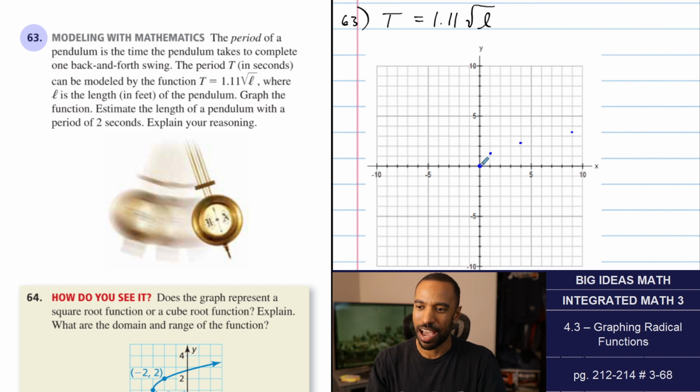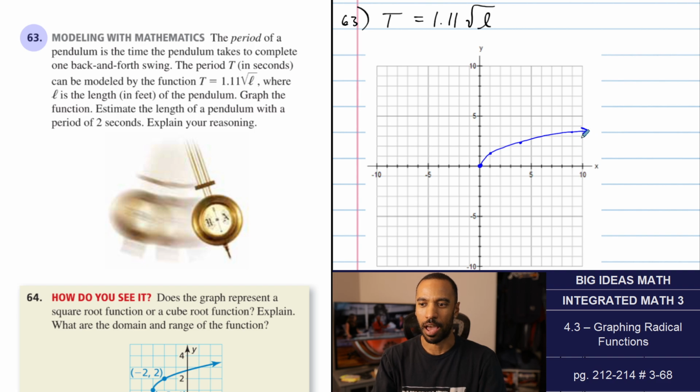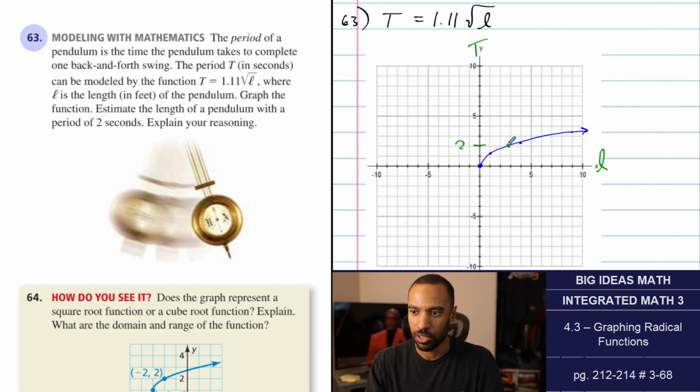All right, now here's the thing. They said estimate, and there's the graph. I'm using my hand-drawn one. It's a pretty good thing. Estimate the length of a pendulum with a period of 2 seconds. So the period is T. Remember, this is T and this is L. So here's a period of 2 seconds. They said estimate the length. I'm going to estimate the length to be close to about, I don't know, let's say 2.7 feet, 2.8, I'll say 2.8 feet. Did they say feet? L is the length in feet.